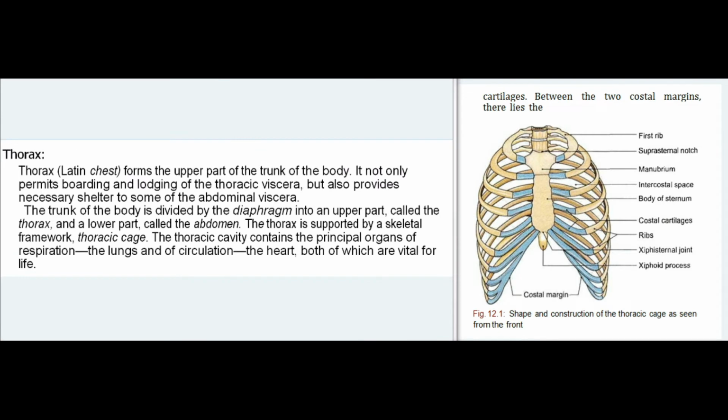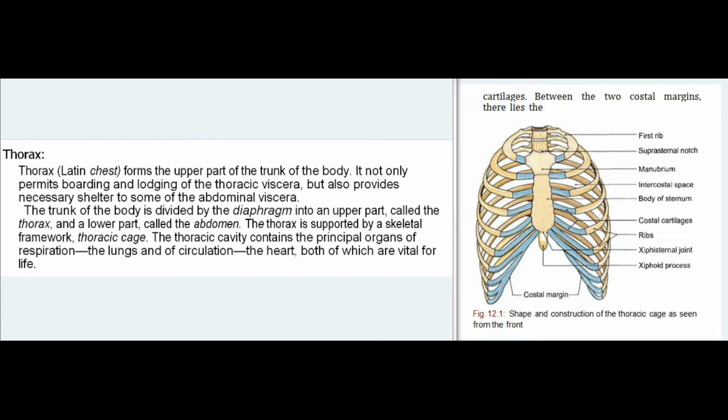Thorax, Latin for chest, forms the upper part of the trunk of the body. It not only permits boarding and lodging of the thoracic viscera, but also provides necessary shelter to some of the abdominal viscera. The trunk of the body is divided by the diaphragm into an upper part, called the thorax, and a lower part, called the abdomen.